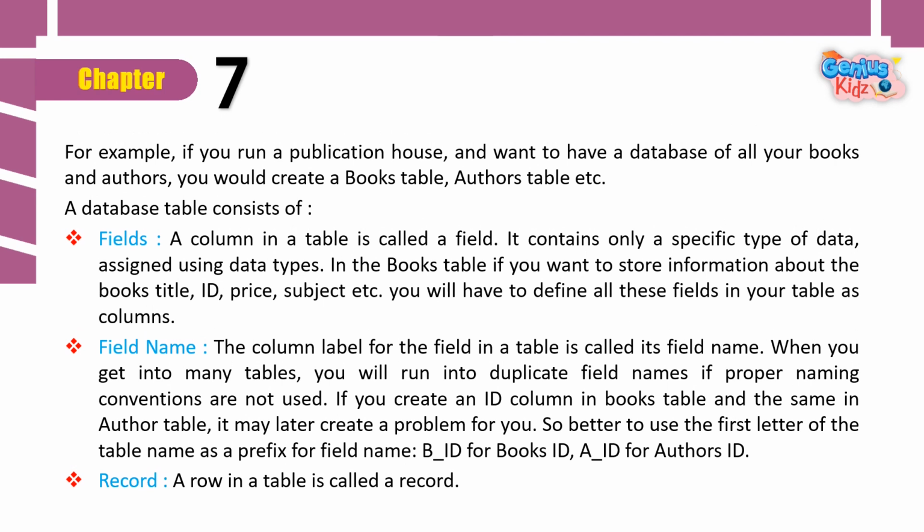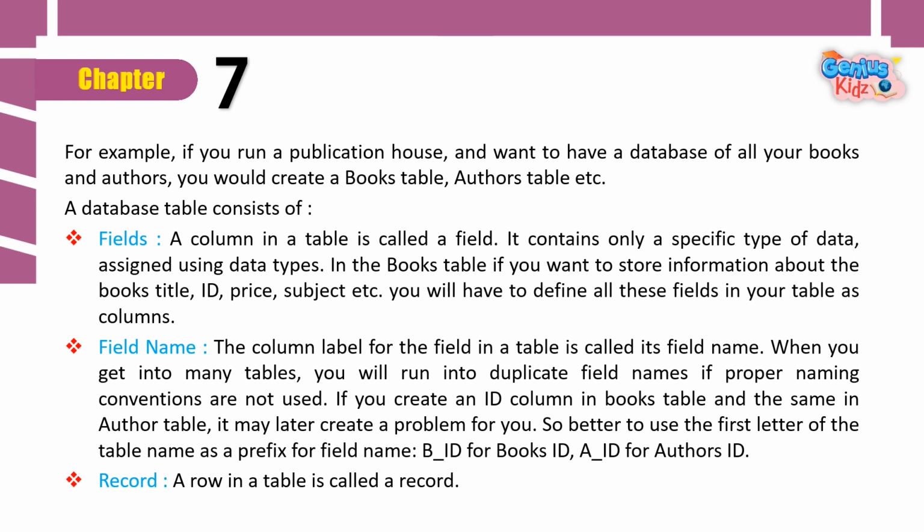For example, if you run a publication house and want to have a database of all your books and authors, you would create a books table, authors table, etc. A database table consists of fields. A column in a table is called a field. It contains only a specific type of data, assigned using data types. In the books table, if you want to store information about the book's title, ID, price, subject, etc., you will have to define all these fields in your table as columns.